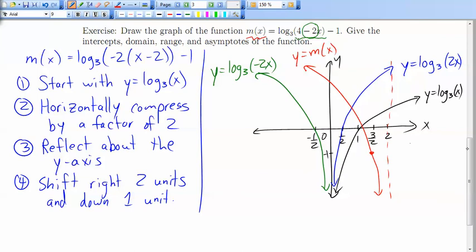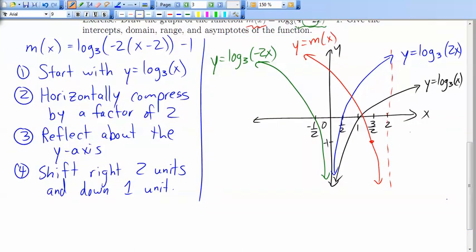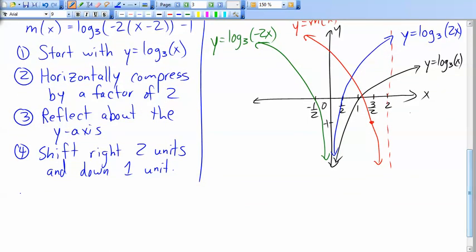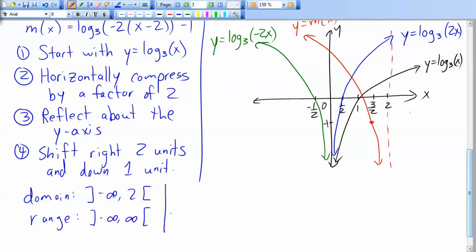All right, let's report on the attributes there. So for the red graph, the domain is negative infinity to 2. The range is all real numbers. The y-intercept, again, we can just plug in x equals 0 there, and we'll get the point 0, comma, log base 3 of 4 minus 1.